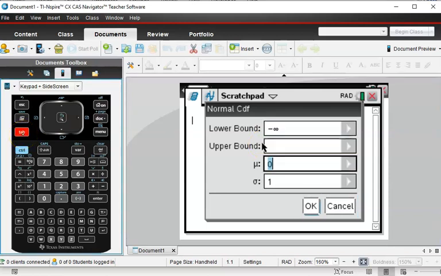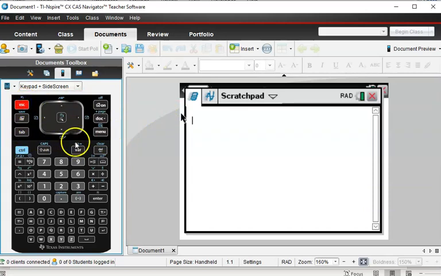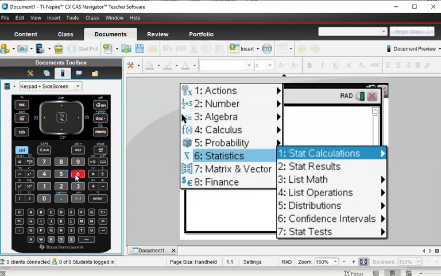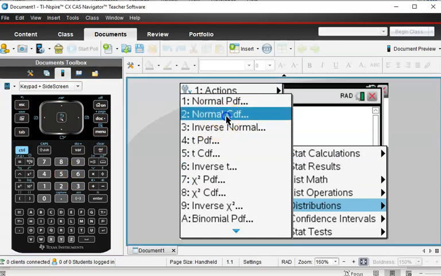Oh, I've got some static on my screen giving me some crazy stuff happening. Hold on. Not even sure why that's happening. Let me escape out of this, see if I can make it better. Menu, statistics, distributions. I want NormCdf, number 2.